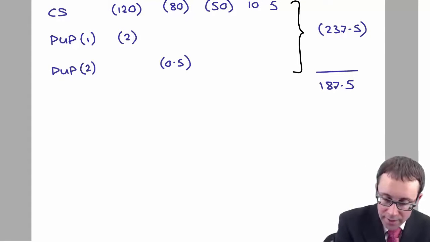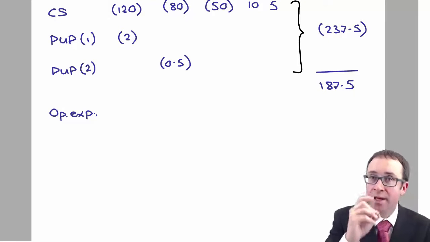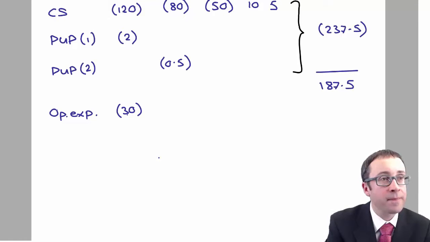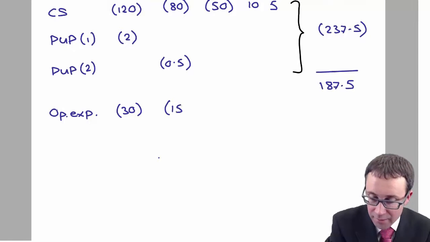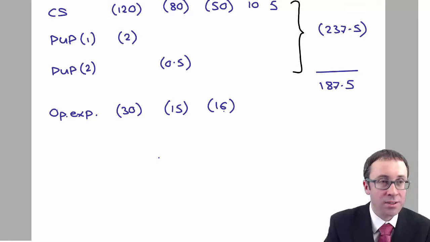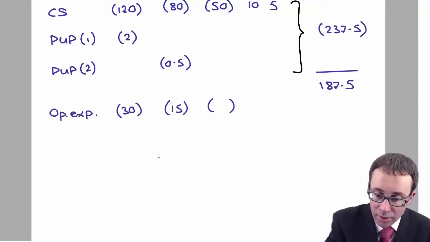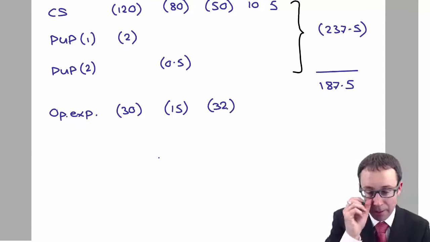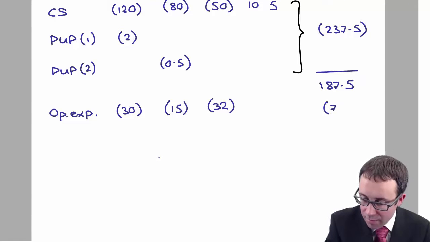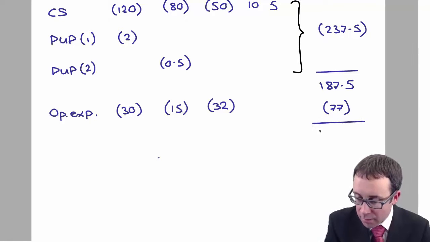You've then got your operating expenses. I think it's 30. Is it 15 because we put in half of Glasgow's figures? And is it also 16? Okay. Careful. Nope. 32. Apologies. We put that in full, don't we? Okay. So 30 plus 15 plus 32. Does that give me 77?